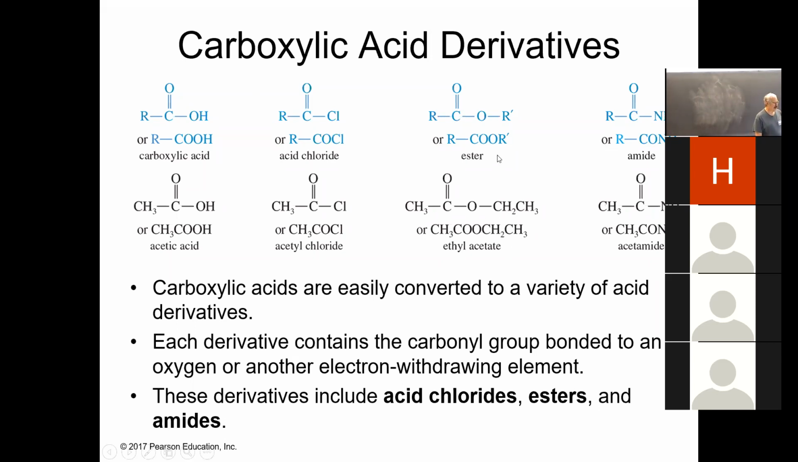If we replace the hydrogen on the carboxylic acid with some R group, then we have an ester. Here's an example of an ester. This one's called ethyl acetate. Ethers and esters are frequently confused. The ester has the carbonyl, the ether does not. Then we have what is called an amide, and here we have a nitrogen connected to the carbonyl carbon.